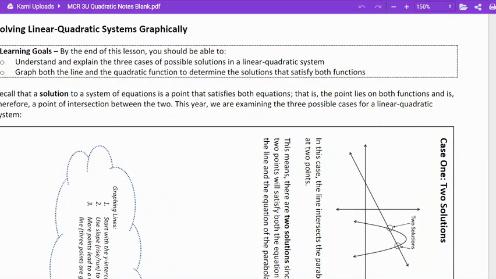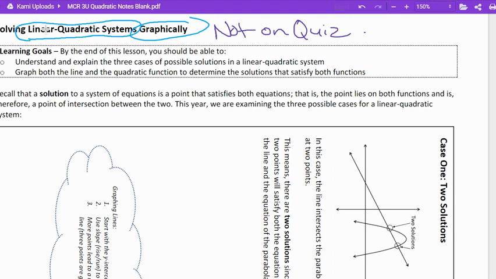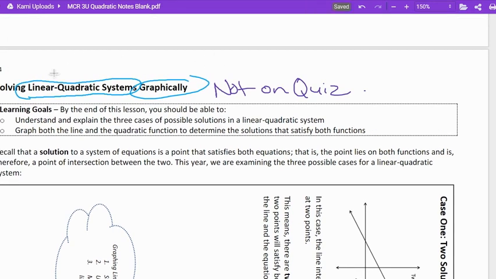All right. So today's lesson is, first of all, not on the quiz, right? Not on the quiz. Today we are looking at solving linear quadratic systems graphically. What does that mean? Graphically, you got it. We're going to be graphing. Linear quadratic. This is another one of those terms that you want to add to your list of terminology.